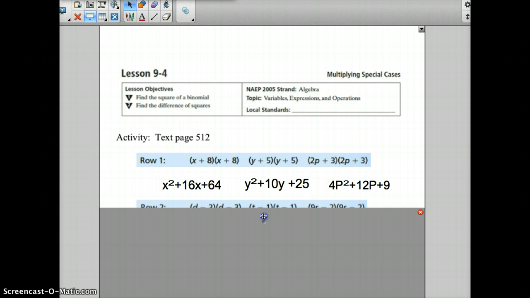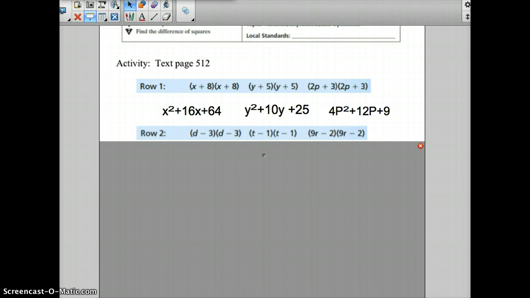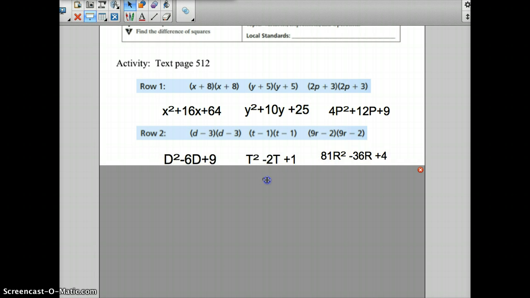If we look at the next row, we now have the difference: d minus 3 and then d minus 3 again. So when we FOIL, we are left with d squared minus 6d plus 9, and t squared minus 2t plus 1, and 81r squared minus 36r plus 4. So again, we've got perfect squares here and here.